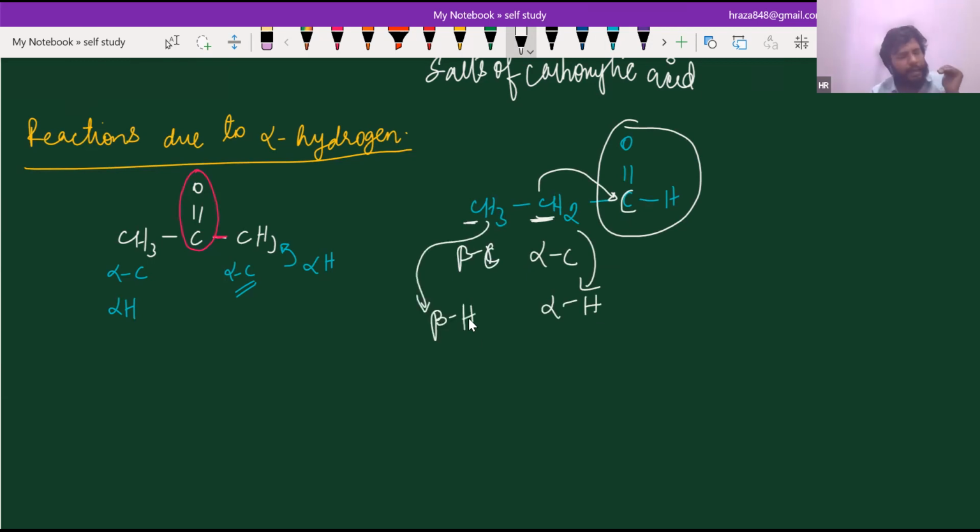If a carbon is directly attached to the functional group, that carbon is known as alpha carbon and the hydrogen attached to the alpha carbon is known as alpha hydrogen. The carbon connected to the alpha carbon is known as beta carbon, and the carbon connected to beta carbon is known as gamma carbon and so on. Is that clear, everyone? Yes, sir, clear. Very good. Always remember that this alpha hydrogen is most acidic. I'm going to show you. First, you are going to write this. Please write it and then let me know.